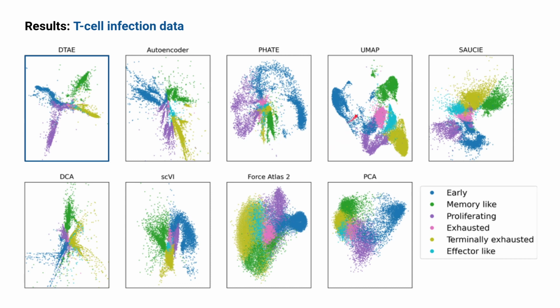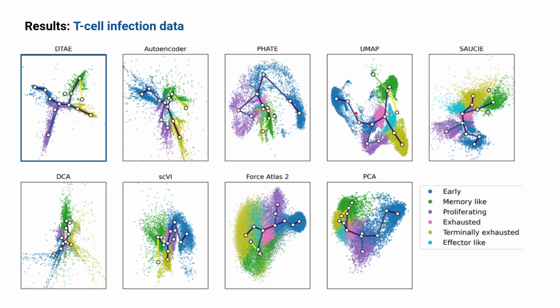Nonetheless, methods such as UMAP perform extremely well. If we take a look at the tree that we have built, here we have pruned it and only show high density edges to make it easier to look at. We can clearly see that DTAE has the cleanest fit to the tree, and all the points are tightly packed around it. On all methods, the tree is very well embedded.